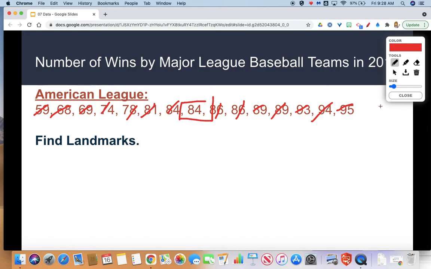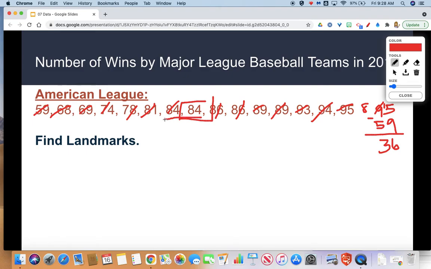My range is going to be maximum minus minimum. Oops, I think I forgot the mode. We'll do that after the range. So there's my range. My mode. Did I have any repeats? Let's see. I think I may have had one.